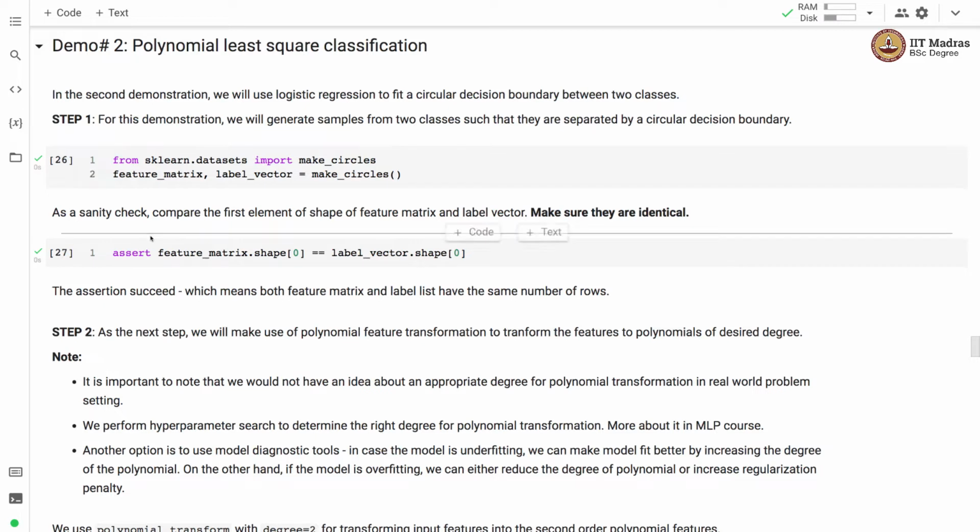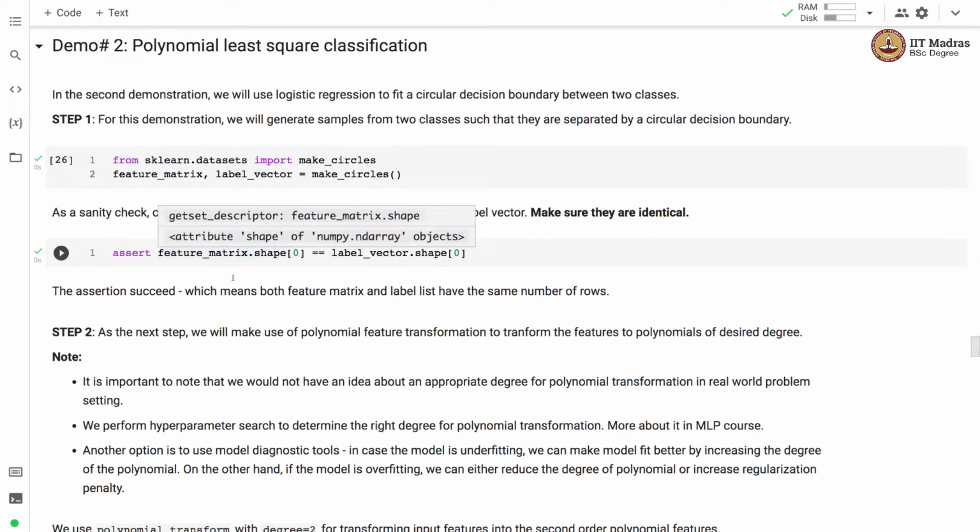Now we perform a sanity check where we compare the first element of shape of the feature matrix along with the first element of shape from the label vector. It helps us to make sure that the number of rows in the feature matrix and label vector are the same. So this assertion succeeds, which means that both the feature matrix and label vector have the same number of rows.